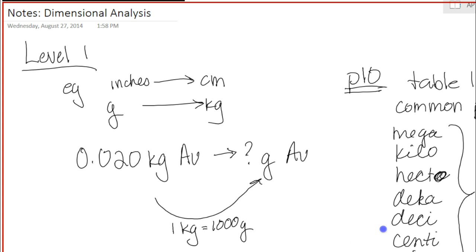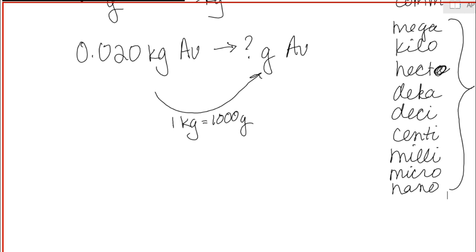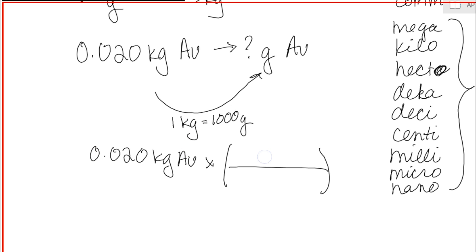So you need to know what those prefixes mean and how to convert between them. So we know that kilo is 1,000, right? So 1 kilogram is 1,000 grams. So we can do that conversion. The first thing we're going to do is show the thing we want to convert, 0.020 kilograms of gold. In chemistry, we have to label the chemical that we're actually using. And we're going to multiply it by the conversion factor.